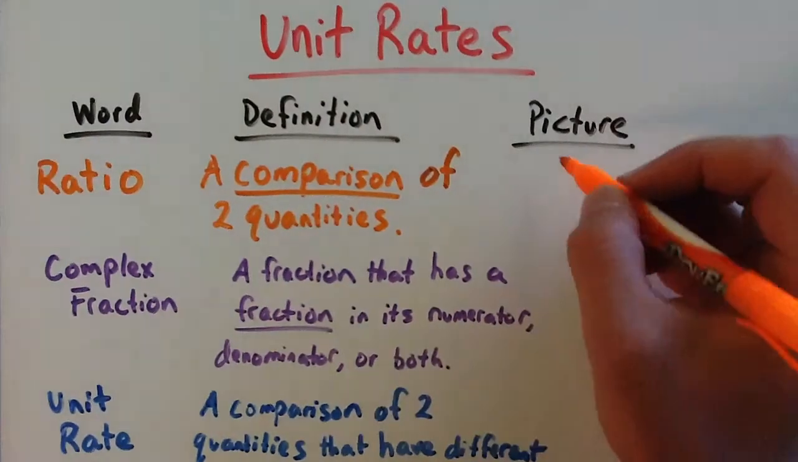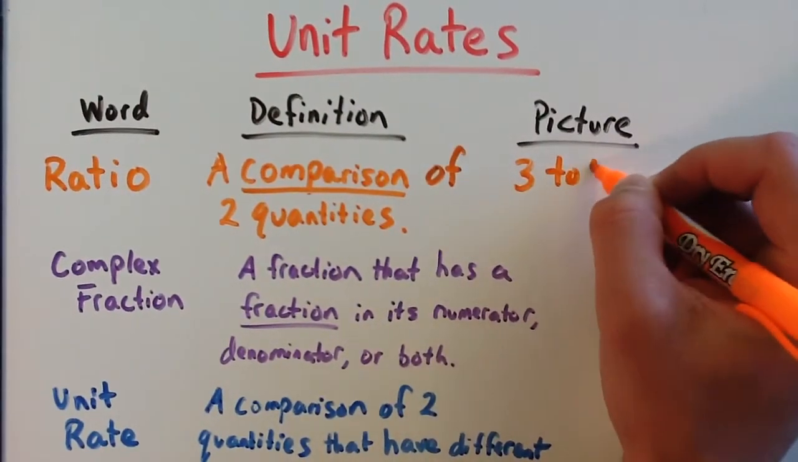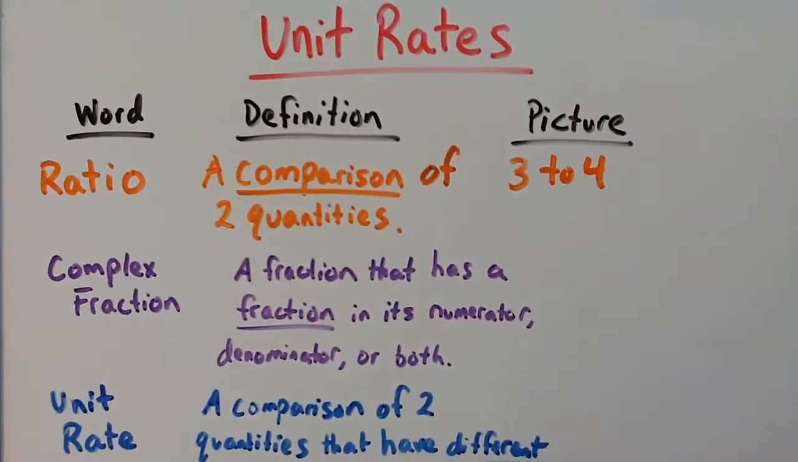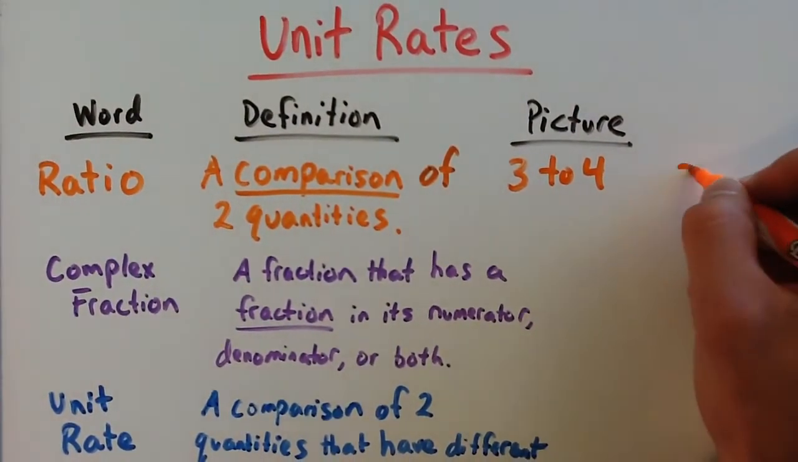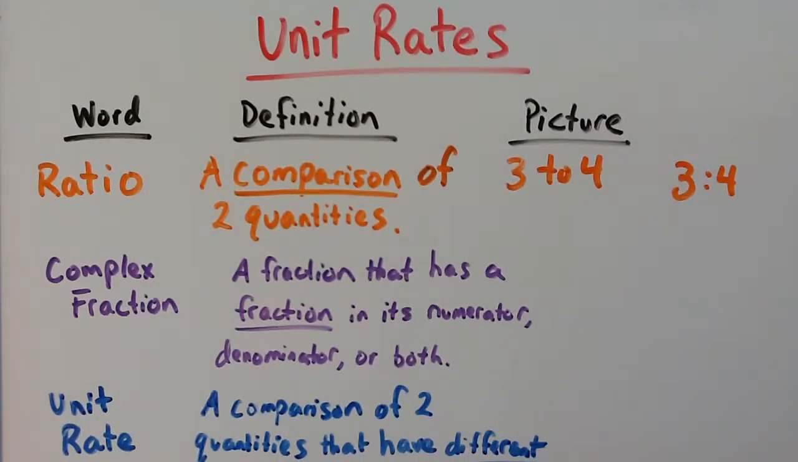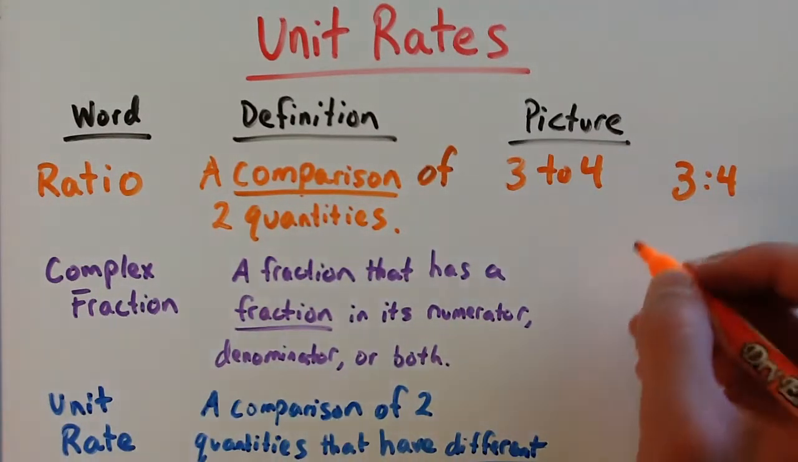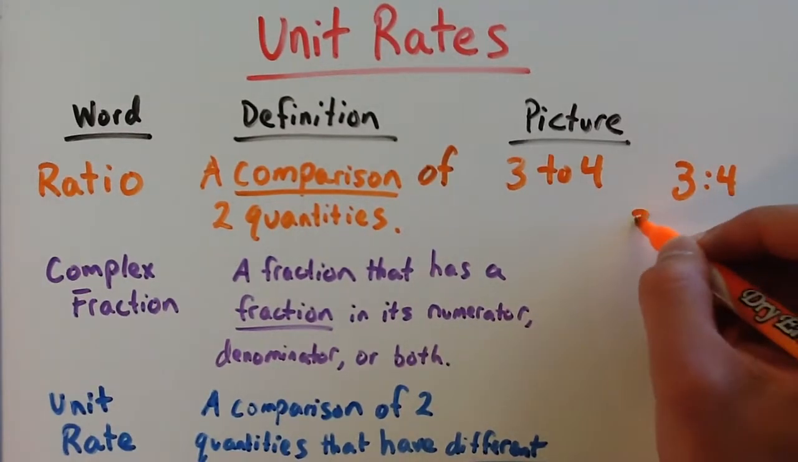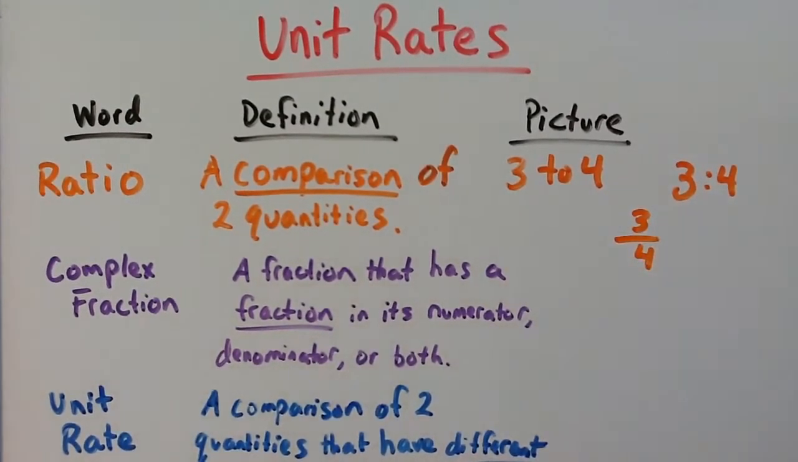We could use words, something like 3 to 4. We could use a colon, 3:4, which we also read as 3 to 4. Or we could write the ratio as a fraction, like 3/4. And in this case, we would read the horizontal fraction bar as "to," 3 to 4. So those are the 3 ways to write a ratio.